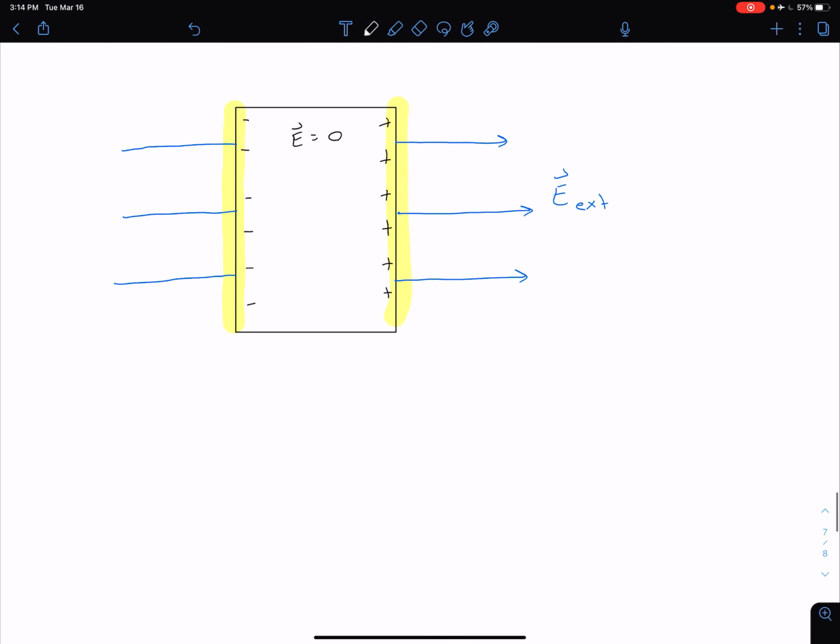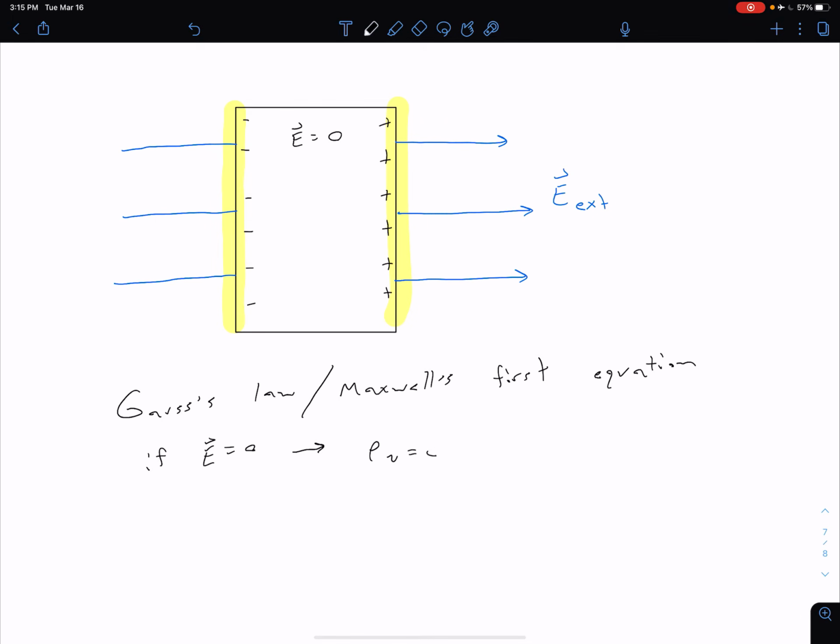Okay, let's make a couple other general statements now. If we consider Gauss's law, or Maxwell's first equation, which relates our electric flux density to our charge density in a volume, then if the electric field inside that region is 0, our charge density in that region has to be 0. This is in the conductor, because our electric field is 0 only in the conductor. So we can say that our rho v inside is going to be 0.